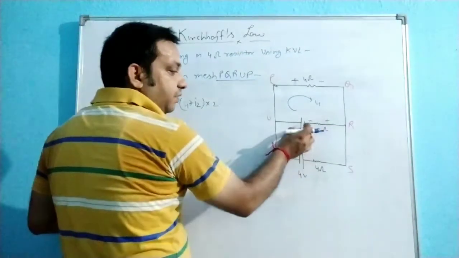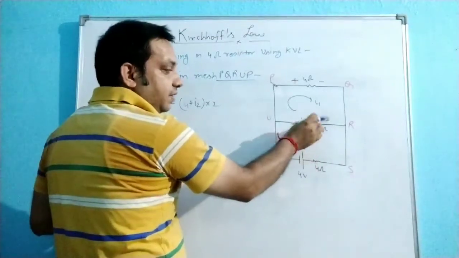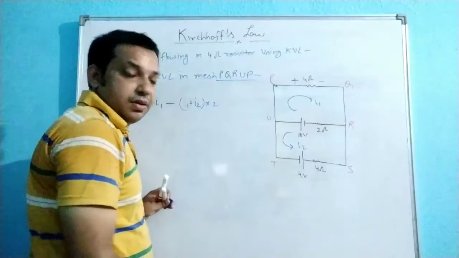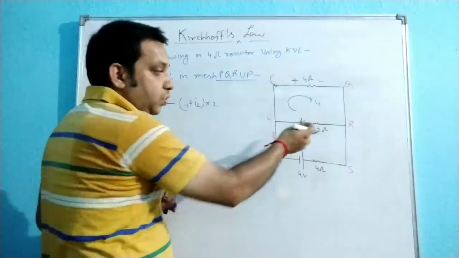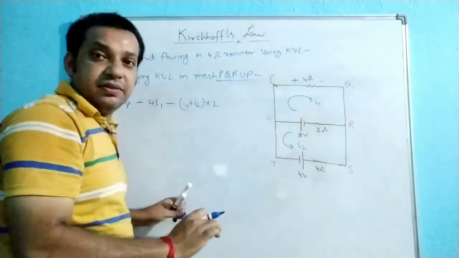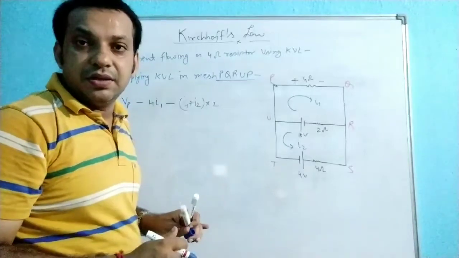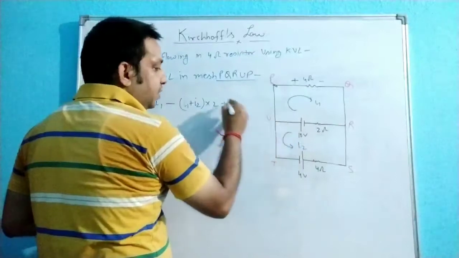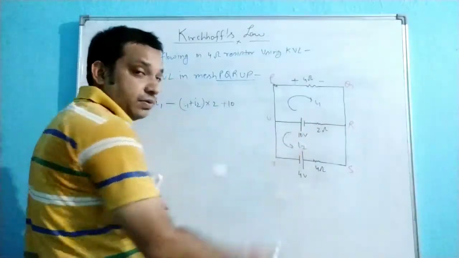Now after that we reach this cell. From this cell we are reaching here, negative to positive, minus to plus. So lower potential to higher potential. That means there is a gain of potential. So gain of potential, that means plus. Plus, and what is the value? It is 10 volt. 10 volt.